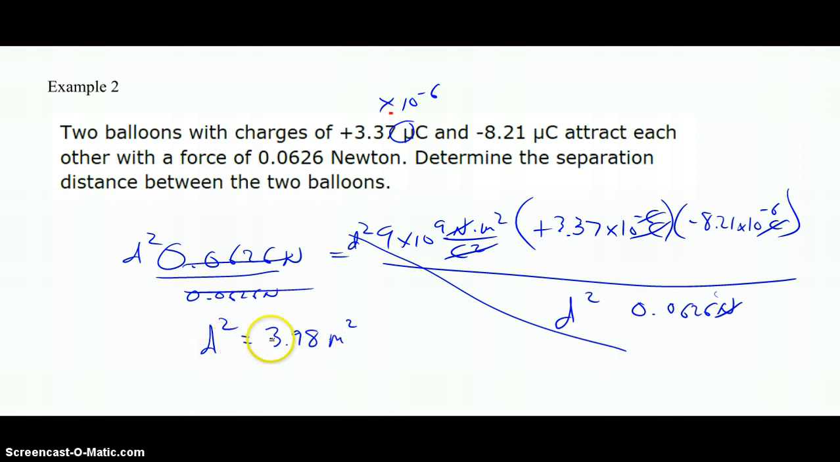Now that's distance squared. Now that's really close to 4, and the square root of 4 is 2. Now it does actually come out to be negative, but the negative really only tells me the fact that these two are opposites and they're going to attract. So I'm not going to worry about the negative sign when I'm trying to calculate this distance. It's just the square root of 4 essentially, which is going to be 2 meters. Meters squared, square root of meters squared is meters. So we've placed them just about 2 meters apart.